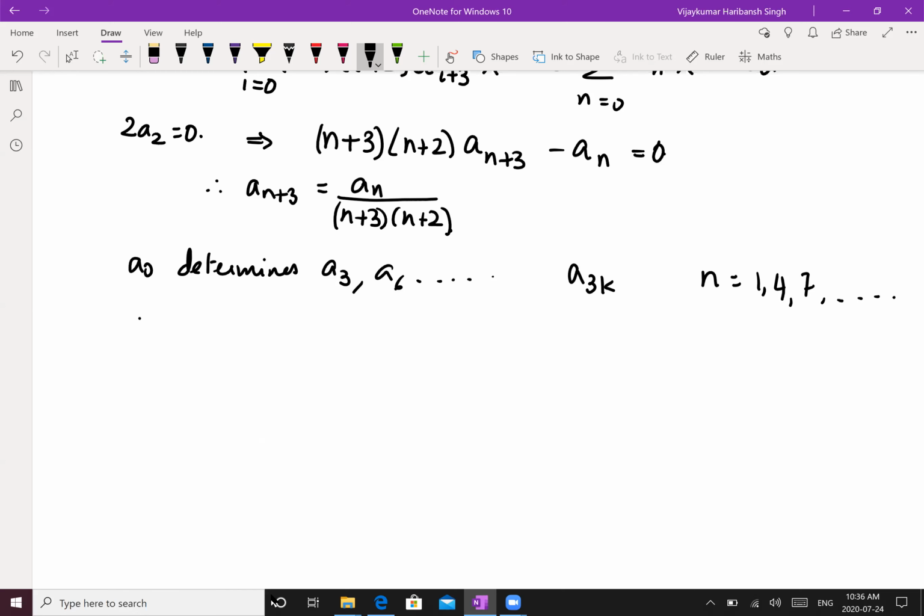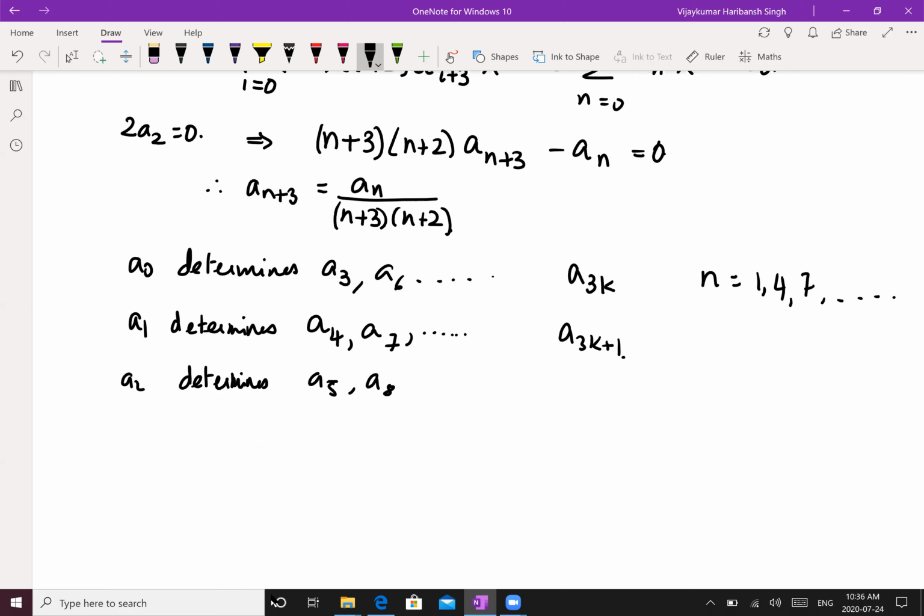Now let's look at a1. a1 determines a4, consequently a7, and so on, or a of 3k plus 1. Similarly, a2 determines a5, a8, a11, and so on.